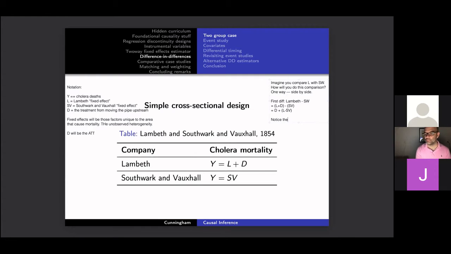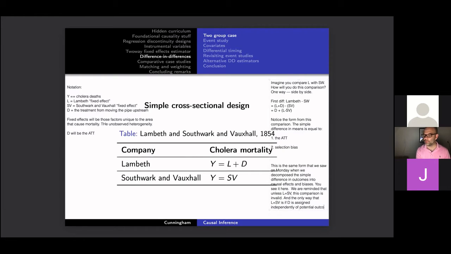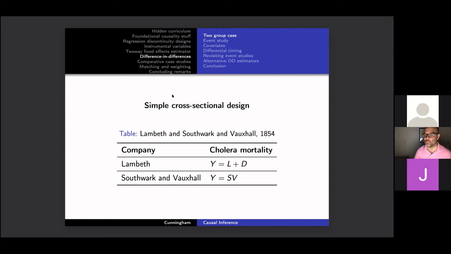Notice the form of this comparison? The simple difference in means is equal to the ATT plus selection bias. This is the same form that we saw on Monday when we decomposed the simple difference in outcomes into causal effects and biases. You see it here. We are reminded that unless L equals SV, this comparison is invalid, right? And the only way that L equals SV is if D is assigned independently of potential outcomes, all right? That's one way we could do it.